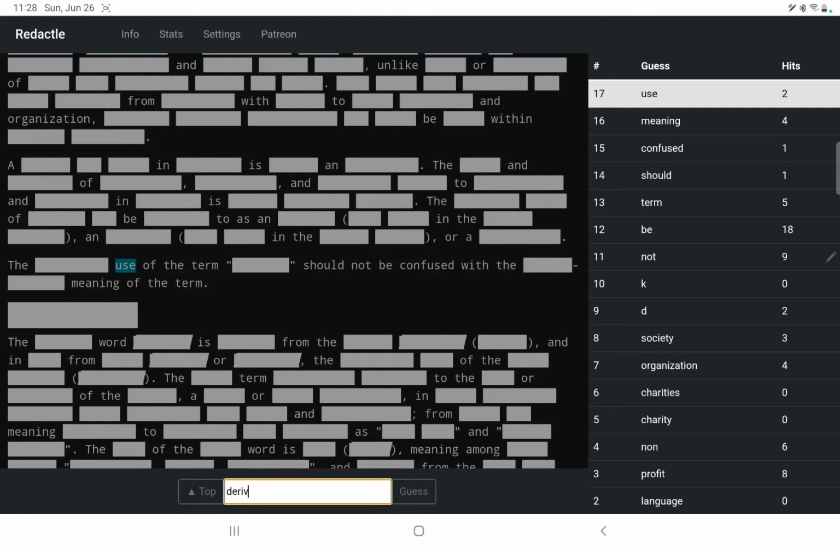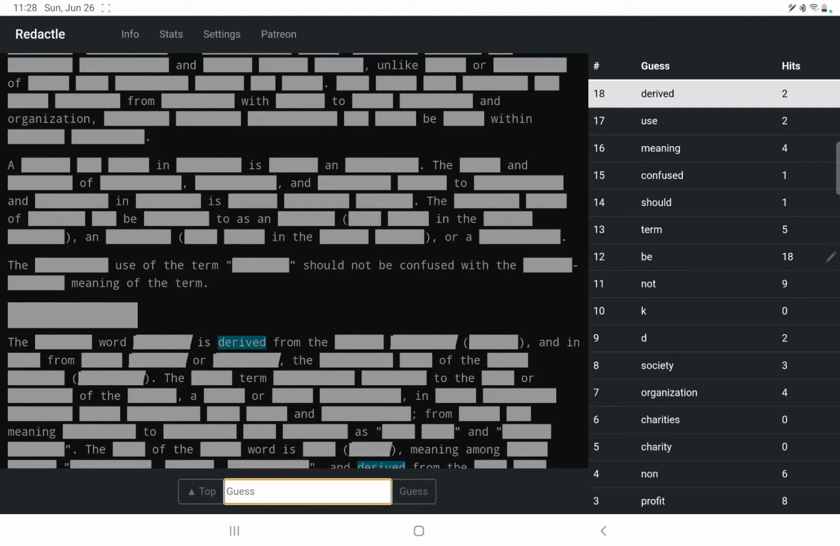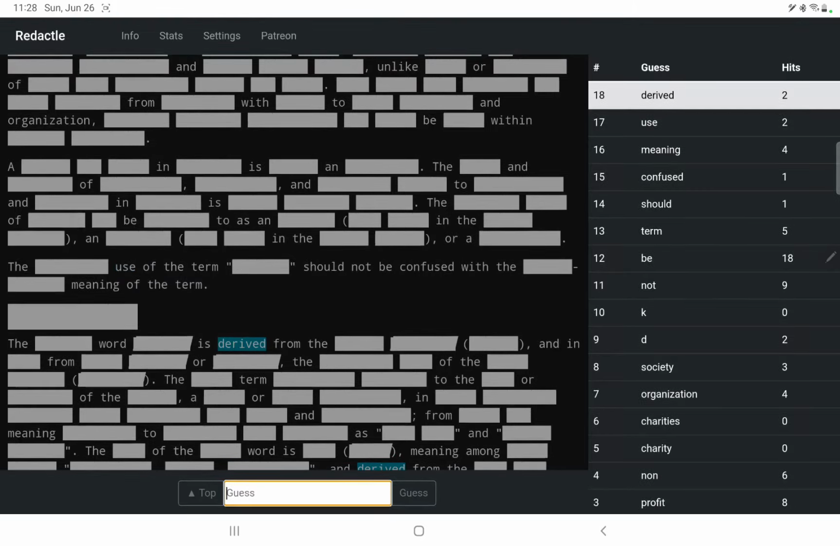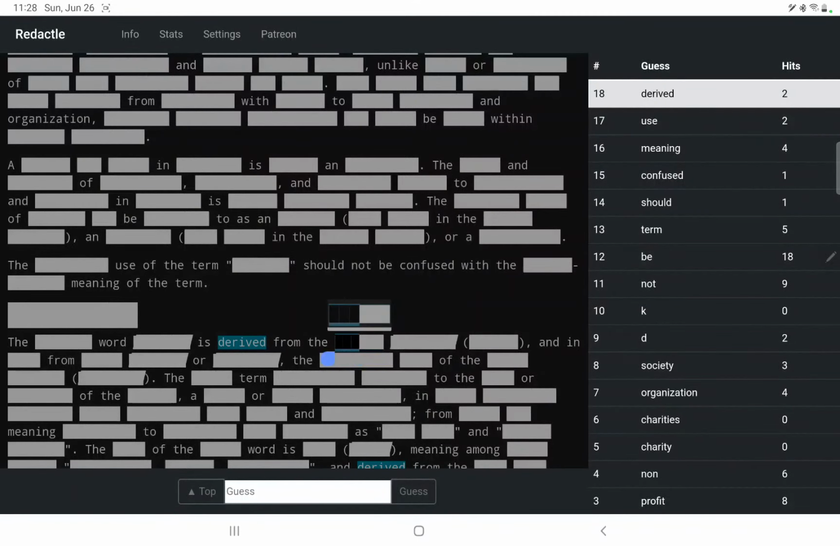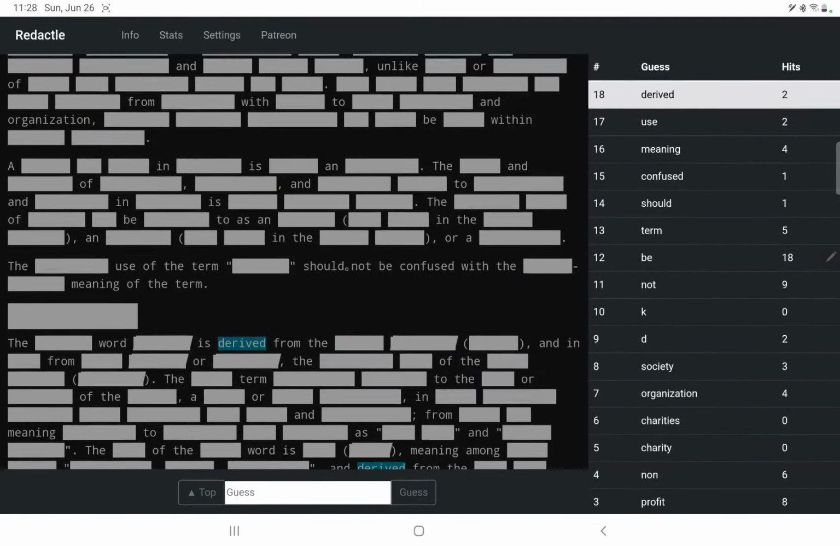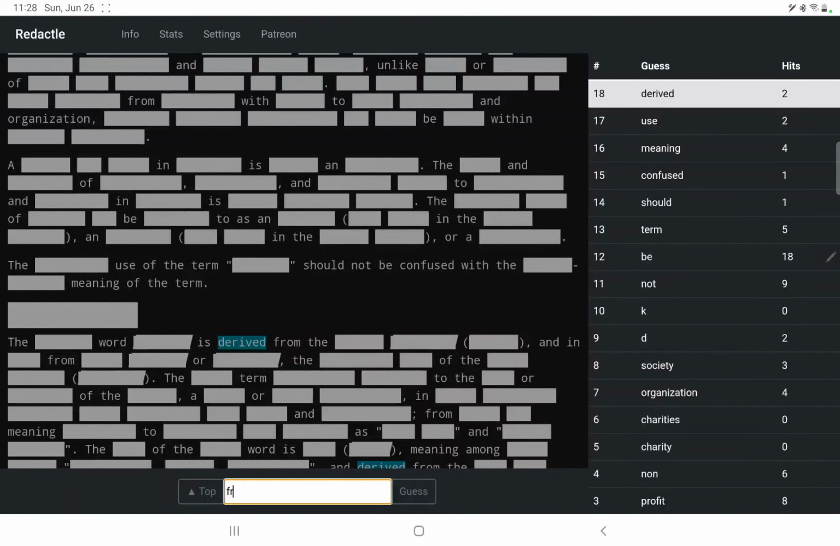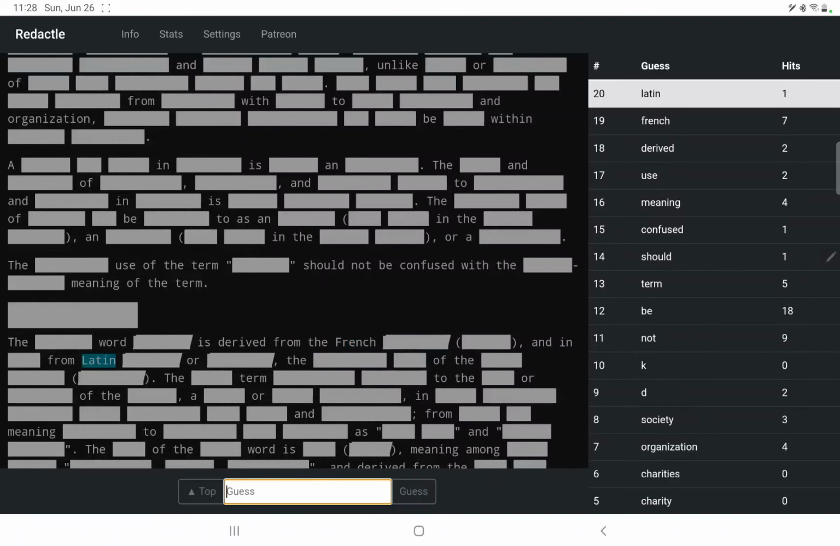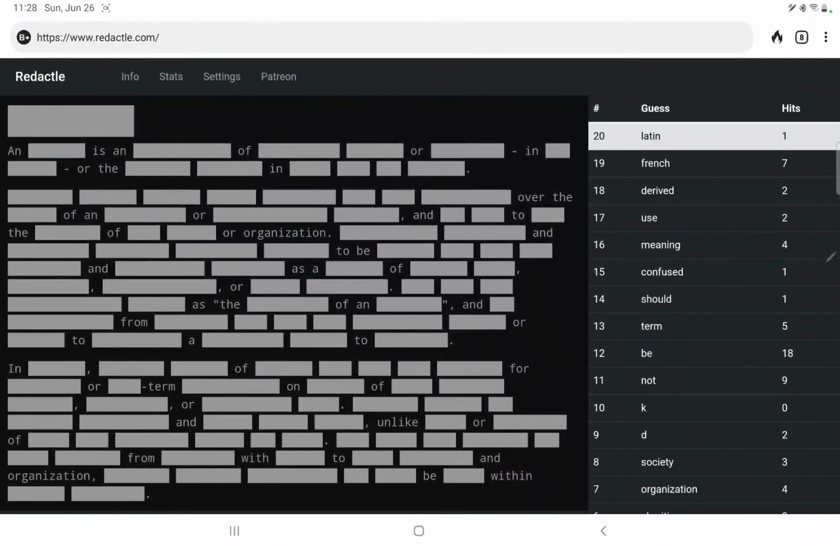Let's now try derived. Derived from the, how many letters in here? 6. Let's try French. Maybe that the French derives from Latin. Yes. Let me go back up to the top, though.